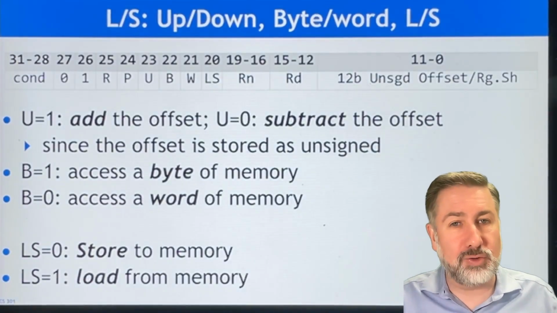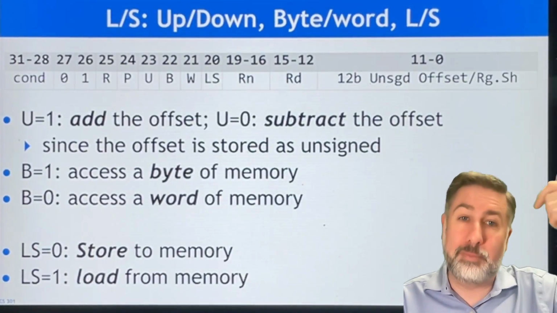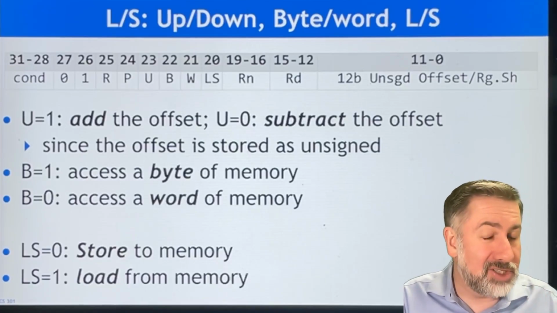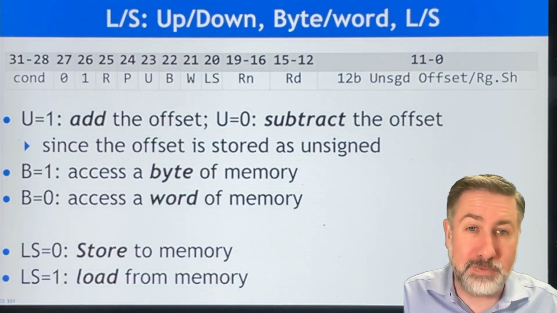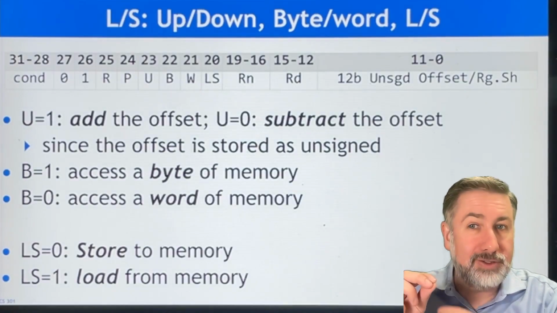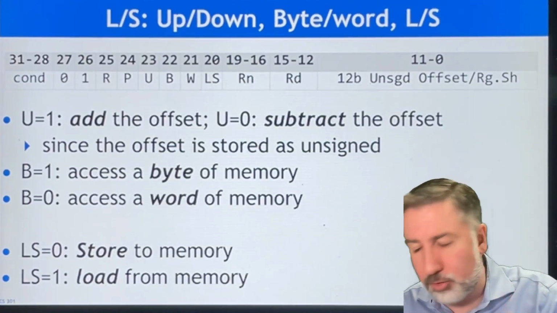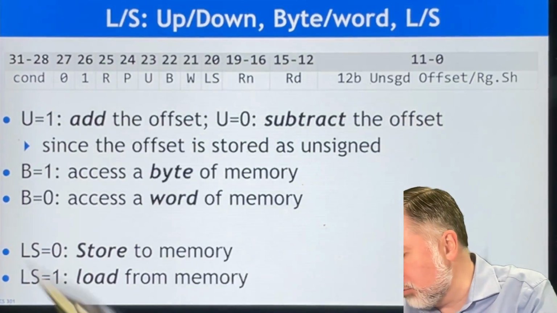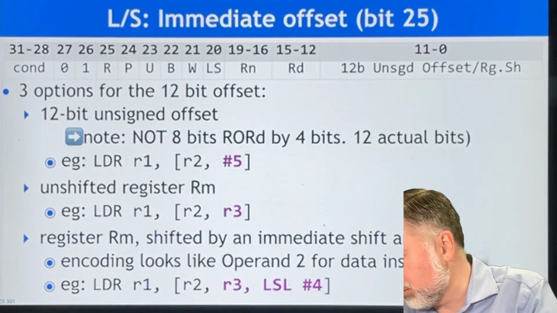In MIPS, the offset is stored as a signed value, which means you couldn't go above or below that. But in ARM, it's stored as an unsigned value, which means you have to tell it whether you're going above it or below it. So up and down, the U flag says you're going above or below. So that's the U flag, the byte flag, and the load store flag.